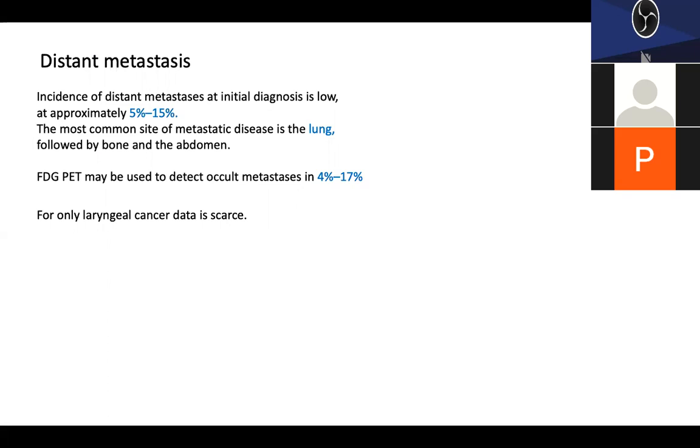Most common site is lung. And various studies have shown FDG PET detects distant metastasis in 4 to 17% of cases. But in our internal data in Tata Hospital, the presence of extrathoracic metastasis in head and neck cancer initial staging is extremely low. So basically, what I mean to say is that in most cases, CT thorax might suffice. And laryngeal cancer is also pretty scarce.